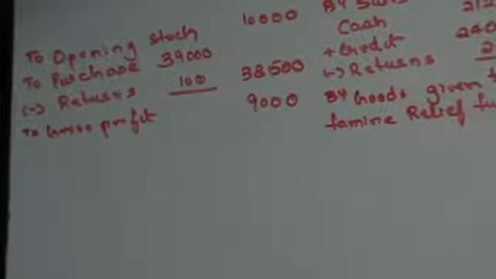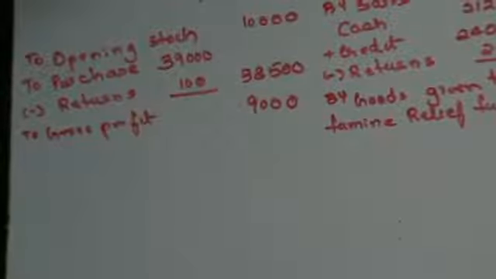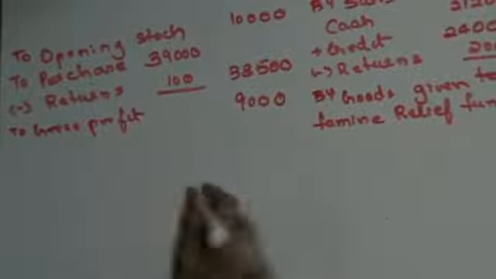Gross profit will be 9,000, right? Okay, let's move on ahead. Anything else given to you? Firefighting expenses are given to you. Okay, let's tally this first.